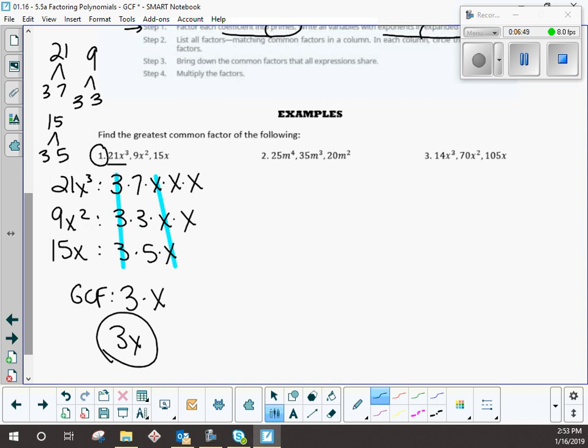And after we do these for a while, we won't have to write it all out long. We'll be able to do it in our heads, or with just a little bit of math. Okay? You try number 2 on your paper.